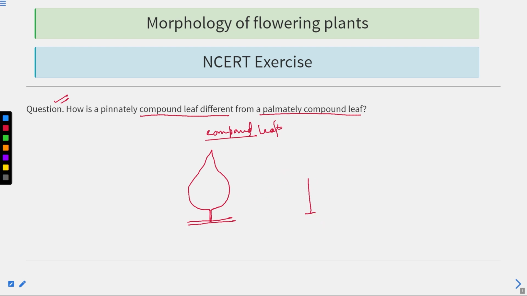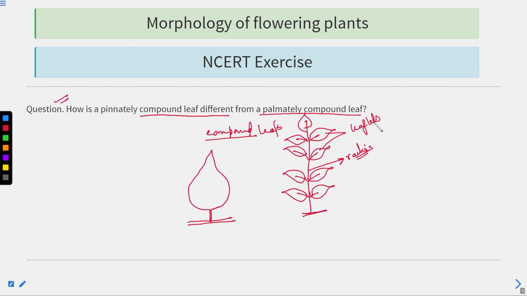And at the node, in the compound leaf, what happens? This gives you different leaflets, and the leaflets are arranged like this. This is the compound leaf, and this is the rachis. The midrib is called rachis, and these are the leaflets. So this is the compound leaf, and this is the simple leaf. So let us see what is the difference between pinnately compound leaf and palmately compound leaf.